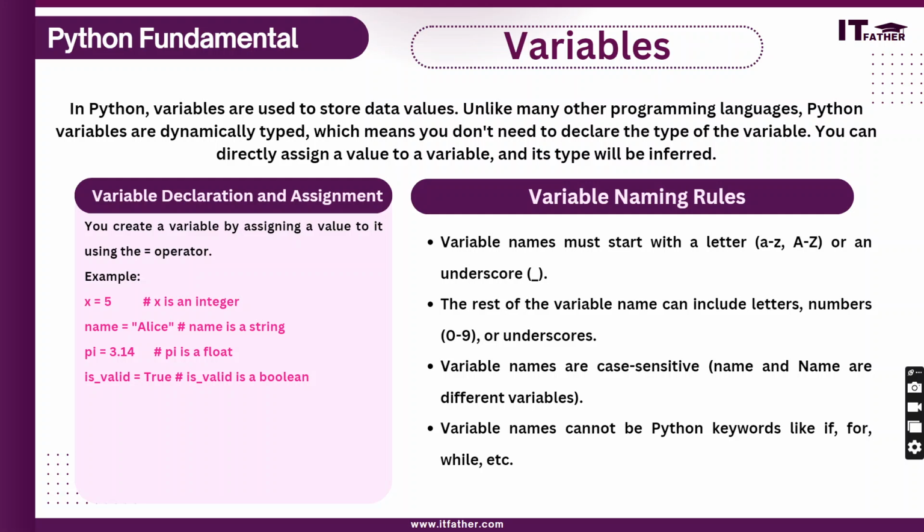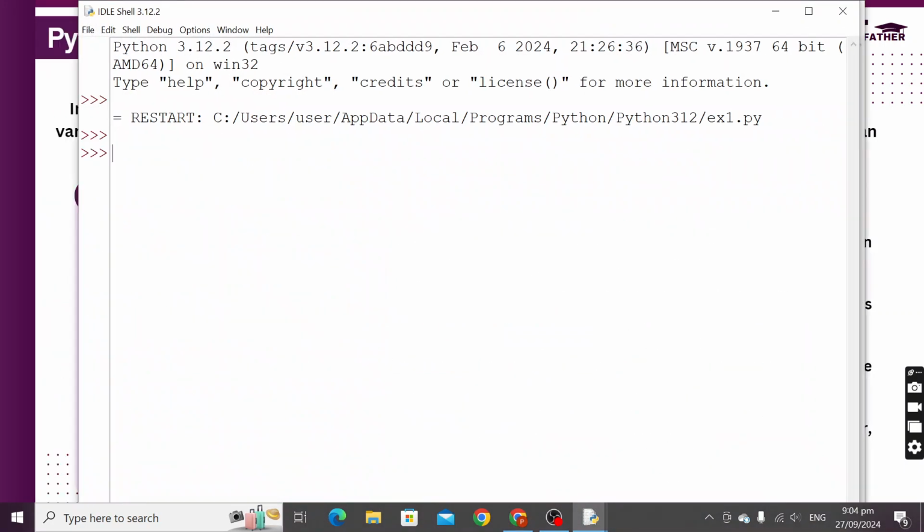Now let us have an example of variable names. For example, if I write here x equal to 400 and print x, this x is a kind of variable. If I write number underscore 1 equal to some value, this is correct. Number underscore 1 is a kind of variable.